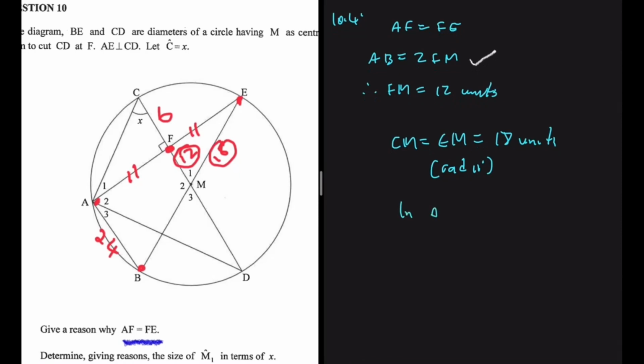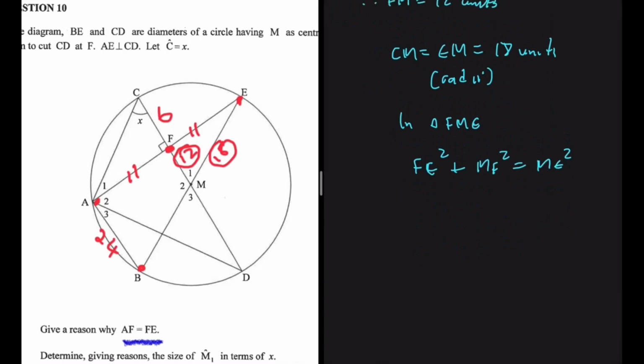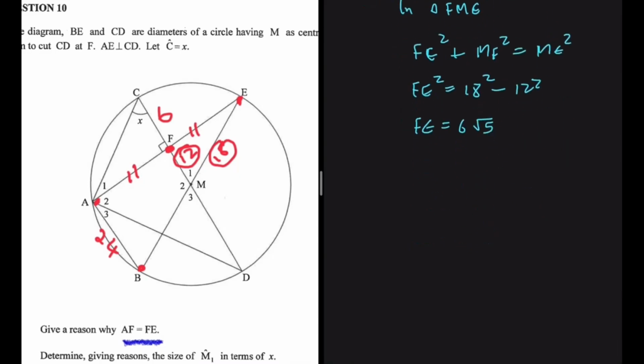So in triangle FME, we can say that FE squared plus MF squared is equals to ME squared, right? So what is FE? That's what we're looking for. So we're gonna have FE squared being equals to ME squared, so we have 18 squared minus MF squared, which is 12 squared. And then if you put that in your calculator, you're gonna get FE being equals to 6 square root of 5. We already took square roots on both sides, right? And then if you multiply that by 2, you're gonna ultimately get AE being equals to 12 square root of 5.